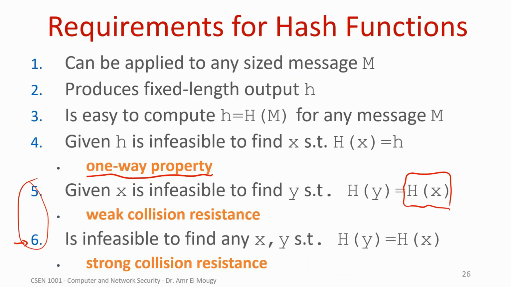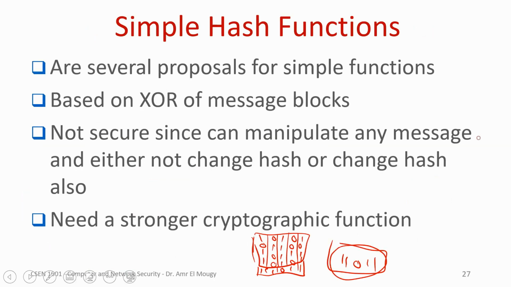And if it is not weak collision resistance, then it is definitely not strong collision resistance, meaning that I can easily find any two messages that have the same hash. So this XOR function is able to achieve the first four requirements, but cannot achieve weak collision resistance, and accordingly cannot achieve strong collision resistance. Okay.